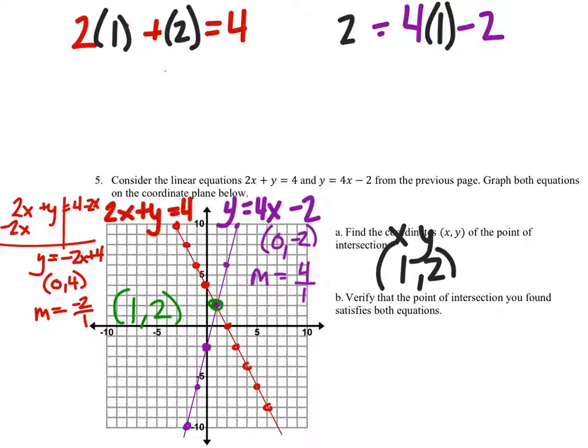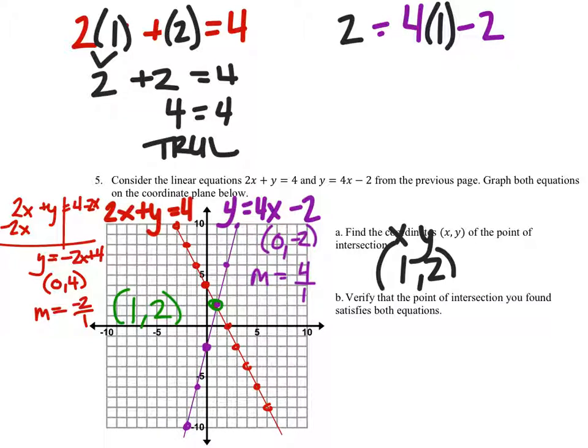Now again, we're just looking for true statements here, so 2 times 1 is 2, plus 2, does this equal 4? Sure it does. So this one is true and it checks off. But what about the next one? 2 equals 4 times 1 is 4, minus 2. 2 equals 4 minus 2, which is 2. That's true as well.